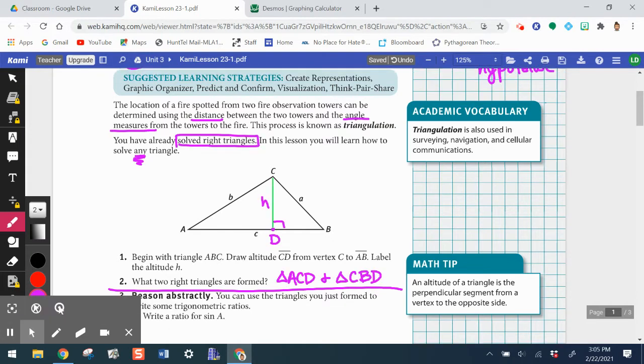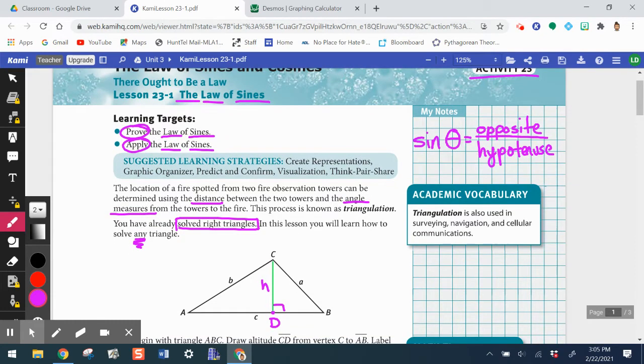Okay, hopefully you took a second to look at our opening text. We're applying this to a pretty interesting real-world scenario here. The location of a spire spotted from 2 fire observation towers can be determined using the distance between the 2 towers and the angle measures. Remember that when we talk about these trig ratios, that's really what we're using. The angle measures, like sine of theta represents an angle measure, and the distances between the 2 towers, aka the distances of sides of triangles. So we're putting it back into the context of those ratios we've already learned about.